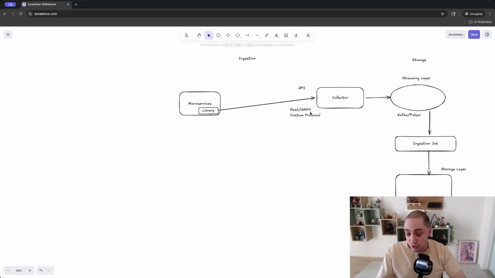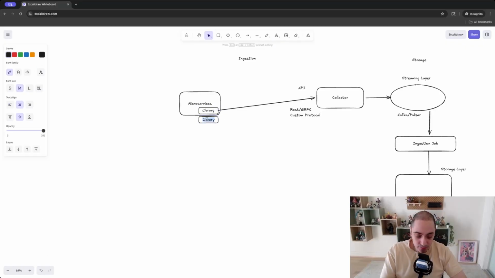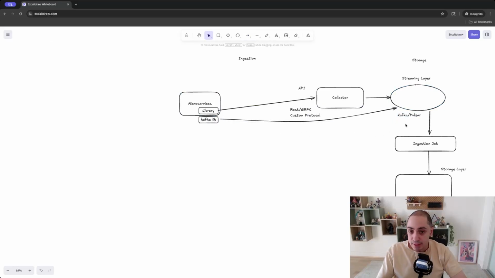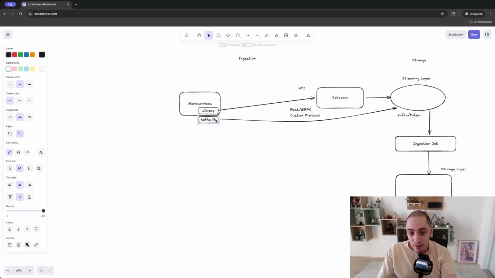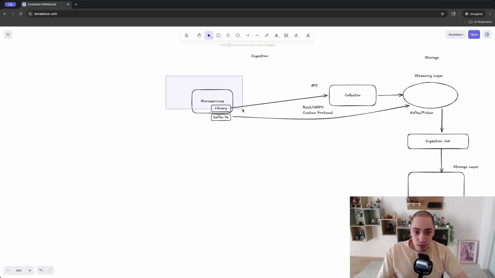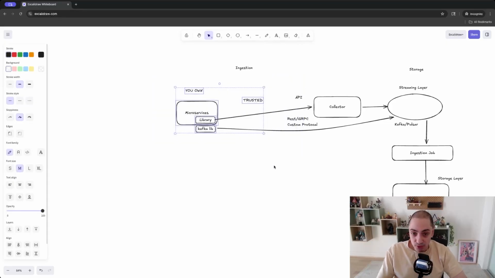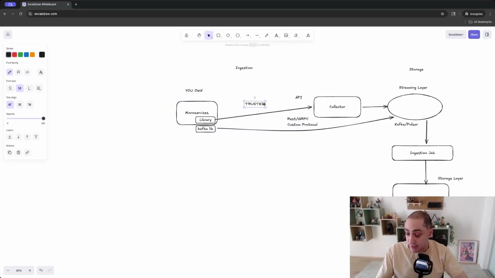There is a world in which some places would have something like a Kafka library in here directly, and avoid the need for an API by going directly to your streaming layer. That's an option. I haven't seen it done as frequently, but there are a few companies I've heard of that do this. In this world, this data is very trusted, because your company owns these microservices. So this is considered trusted data.